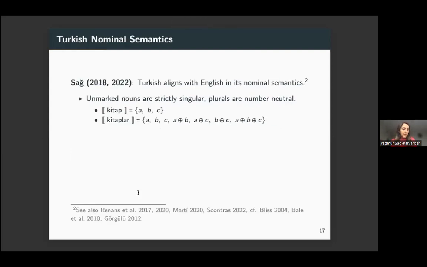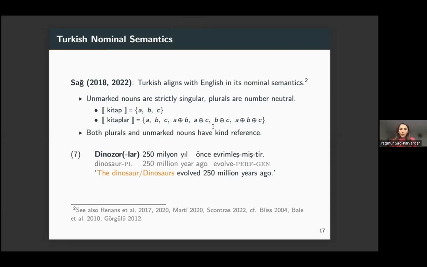So my earlier work has made some claims about noun denotations. I claimed that Turkish aligns with English in its nominal semantics. So when we have a singular noun like kitap, it denotes an atomic set like this. Let's say we have 3 books, A, B, C. Then the denotation of the noun kitap would include a set with the members of these singular book individuals. And the plural form would denote a number neutral set. And this would be the same as book and books in English.